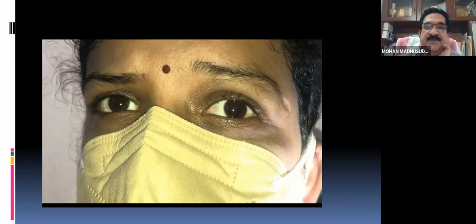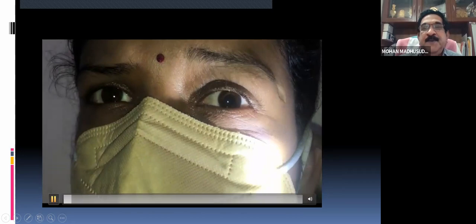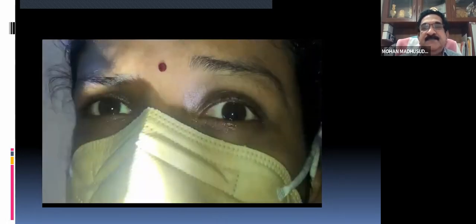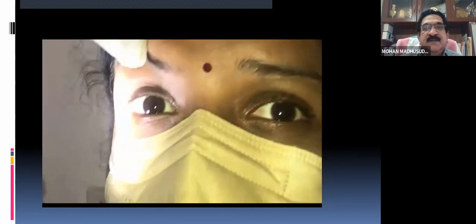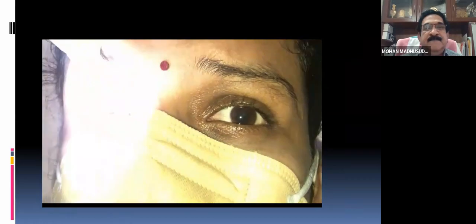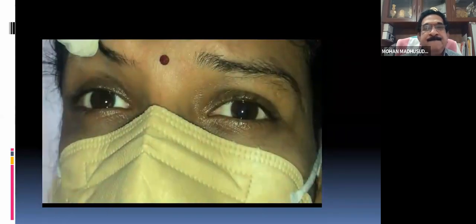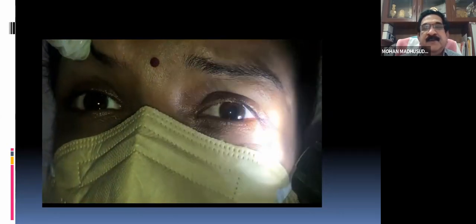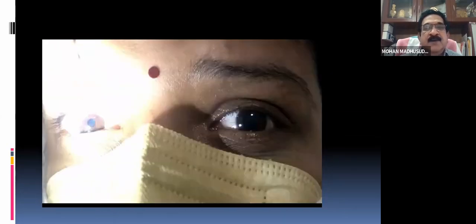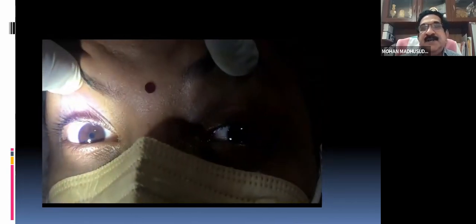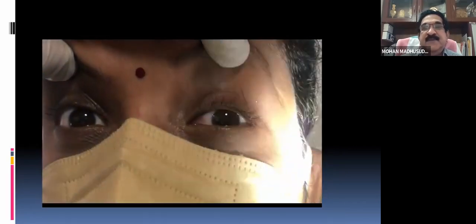So I'll show the video of the patient. If the left pupil is dilated, not reacting, right is normal, reacting well. Looks straight. Left eye is not reacting. On shifting from the right side to the left side, again you find that the left eye continues to remain dilated. That means it's an efferent pupillary deficit.